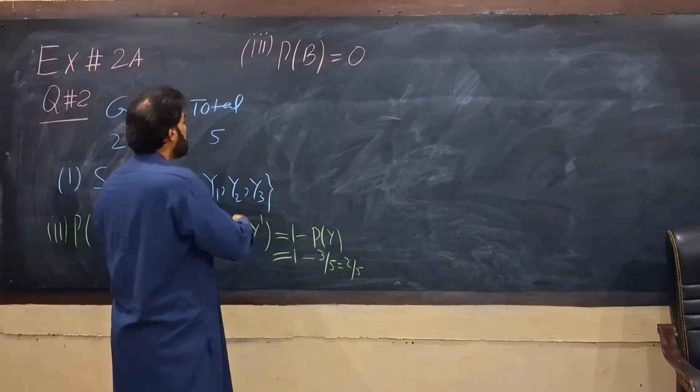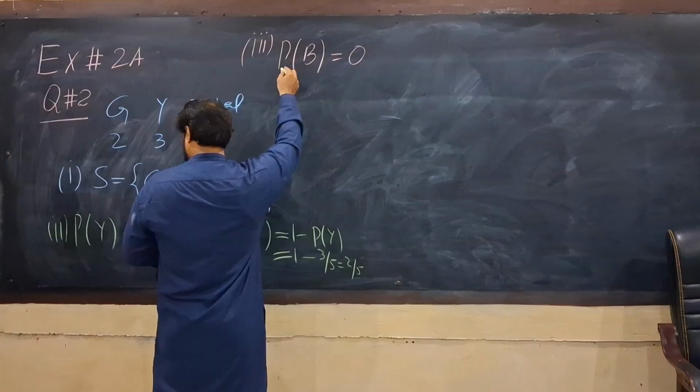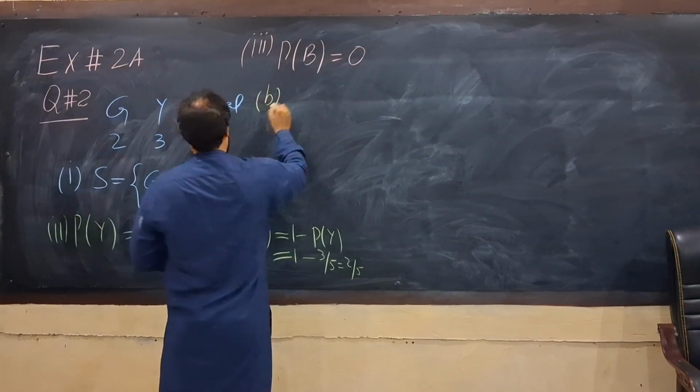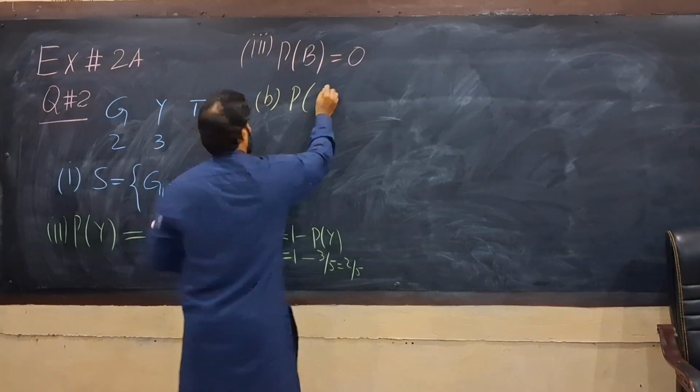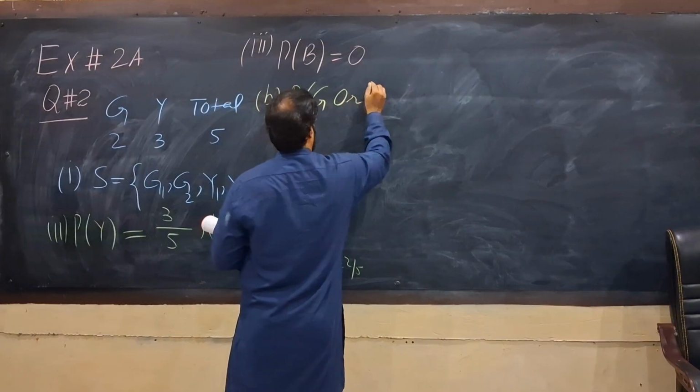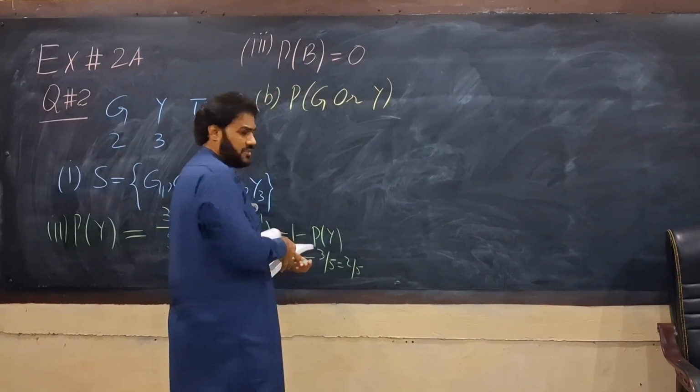Probability of, it's part B, probability of green or yellow. Yes, this is interesting.